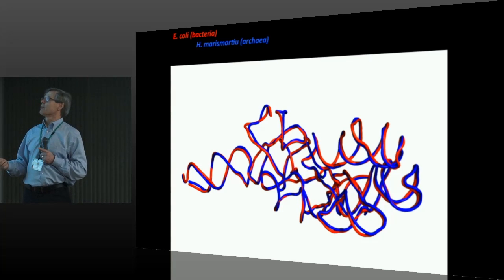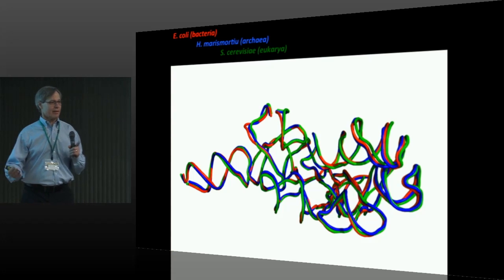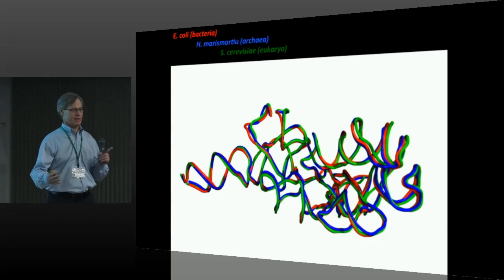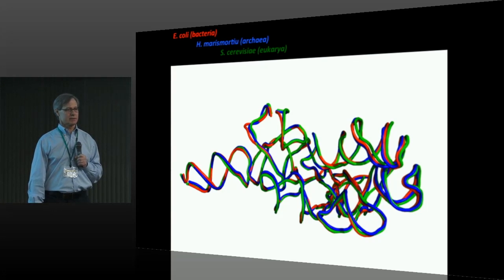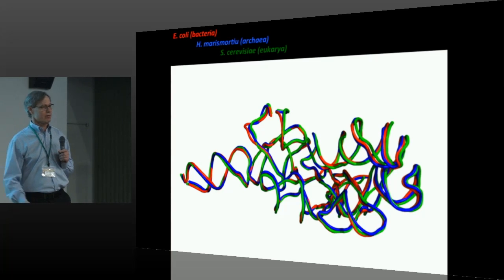I can look at the other one. Here's yeast. And basically, this is it. This is the diversity in all of biology that you're looking at. This is how much this thing changes. And I used to say this is how much it changes over 4 billion years of evolution.